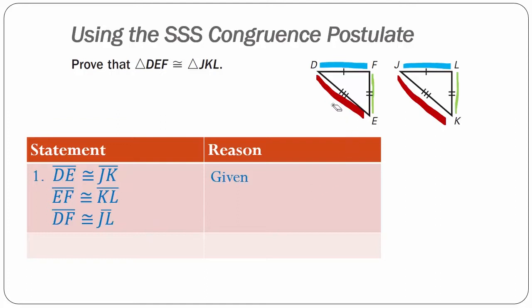In this case, I have that the sides of triangle DEF are congruent to all of the sides of triangle JKL, and since I have three pieces of information, I can say that triangle DEF is congruent to triangle JKL using the SSS congruence postulate.